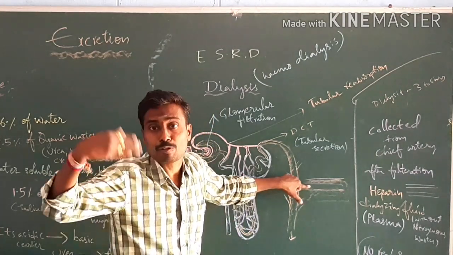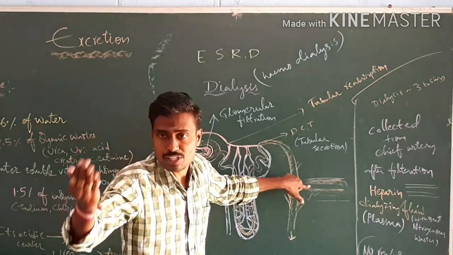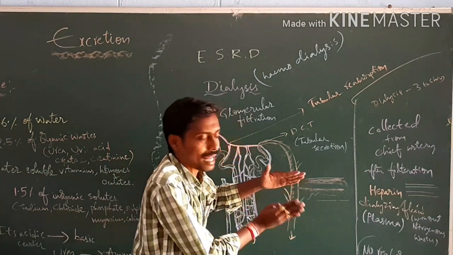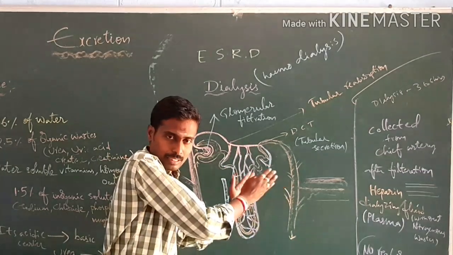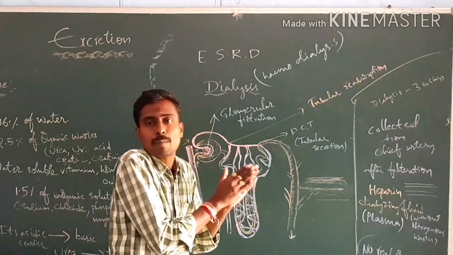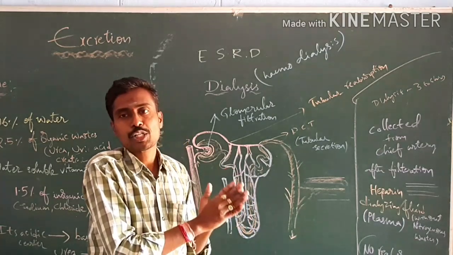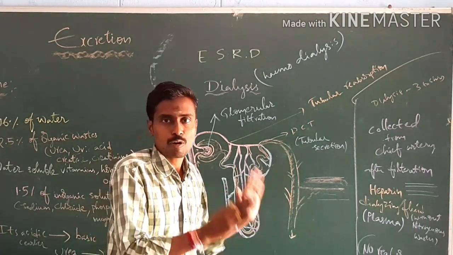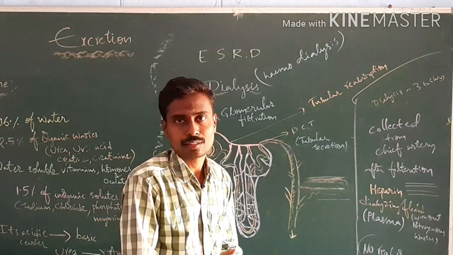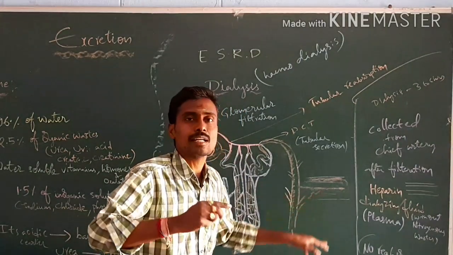In the fluid, what was not present before? Nitrogenous wastes are not present. So now those waste materials are entering into the dialyzing fluid. From that, waste materials are collected. Later, the blood is filtered. Now the blood is without nitrogenous wastes. So now again it has to be transmitted to the patient, isn't it? That is done by the chief vein.